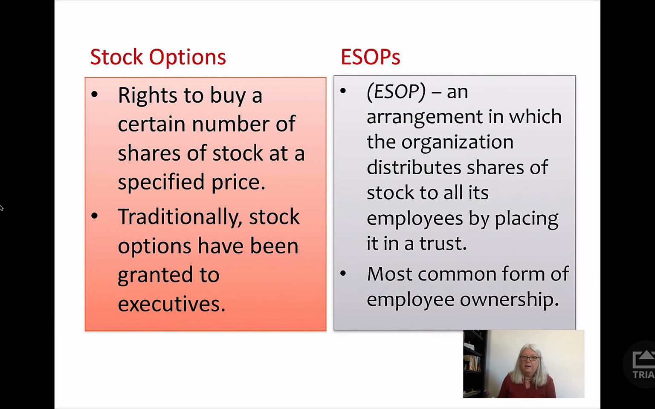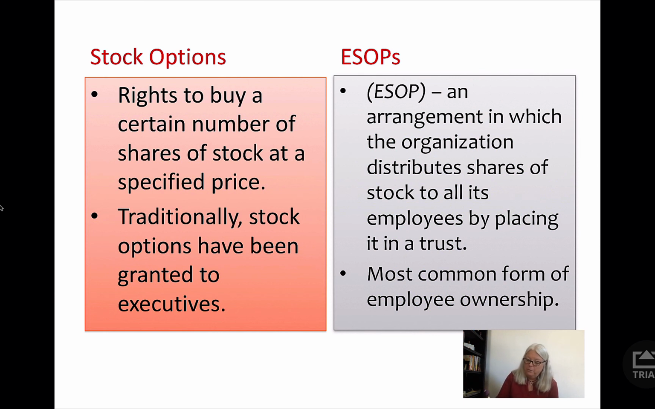Okay. Then we have stock options. This gives employees the right to buy a certain number of shares of stock at a certain price. It's generally granted to executives, but a lot of companies are offering this to employees as well. So in other words, I could be granted an option for 100 shares of stock at $30 per share. When the price goes above 30, I could buy those at 30 and have a pretty good deal.